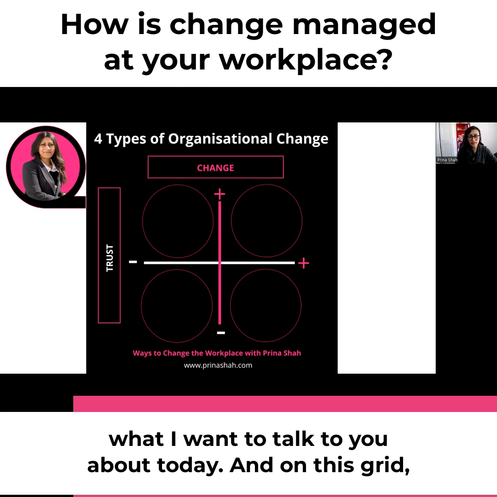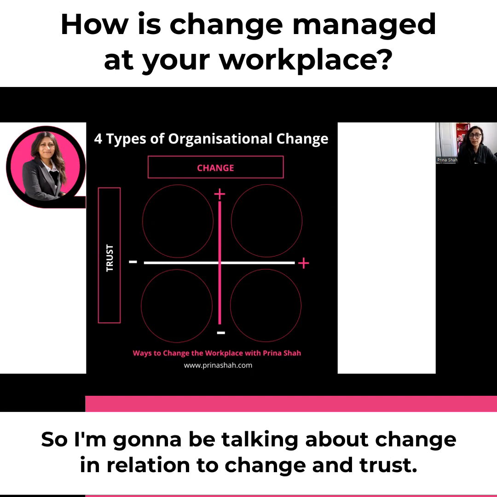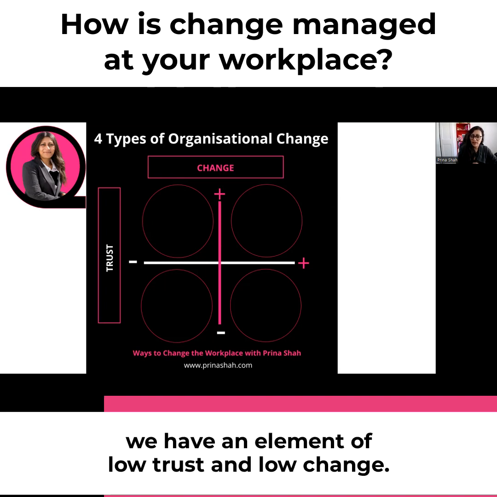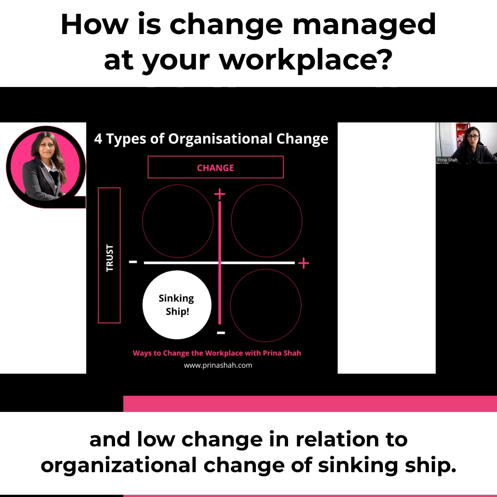And on this grid, I have an axis, and at the top axis is change, and on the side is trust. So I'm going to be talking about change in relation to change and trust. So in the bottom left-hand corner, we have an element of low trust and low change. And I'm calling this aspect of low trust and low change in relation to organizational change a sinking ship.